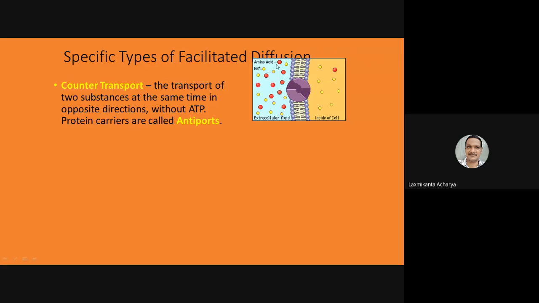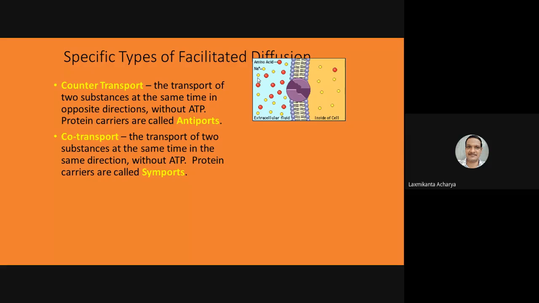You see here is one amino acid that is red in color, and this sodium ion that is yellow in color. And you see when they move, they move in opposite directions. When the transport of two substances takes place at the same time but in opposite directions, we call that counter transport, and the proteins are called antiporters. Here also you don't need the help of ATP.